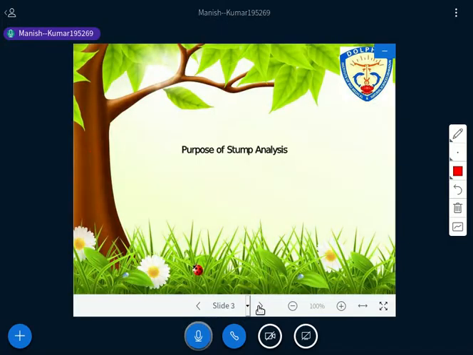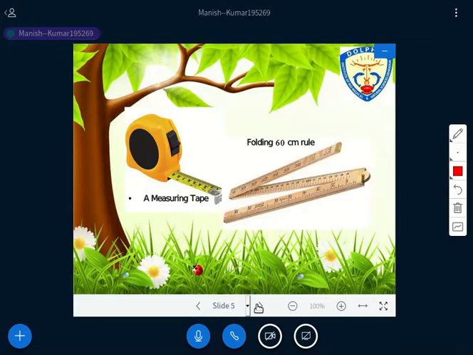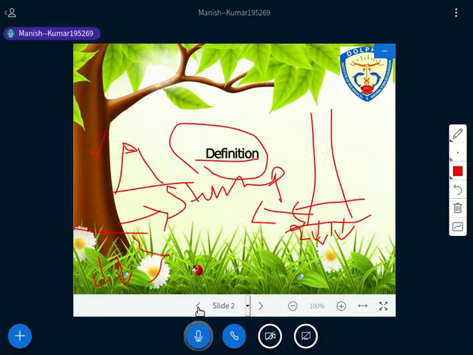I hope you have all seen this on the second slide. Is it clear? Have you understood what a stump is? Again, listen carefully. What is stump analysis? It is an exercise to analyze the stump cross section and measure the annual rings, to know the diameter and basal area growth, and to determine the age-diameter relationship. Is it clear? That is the simple definition of stump analysis.